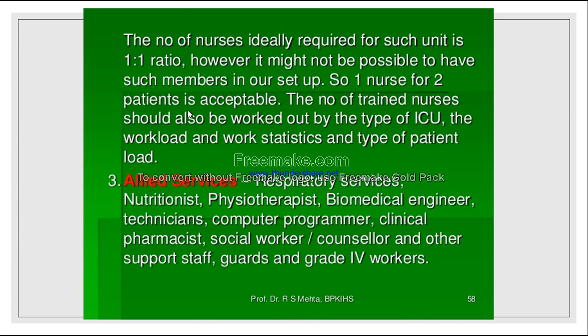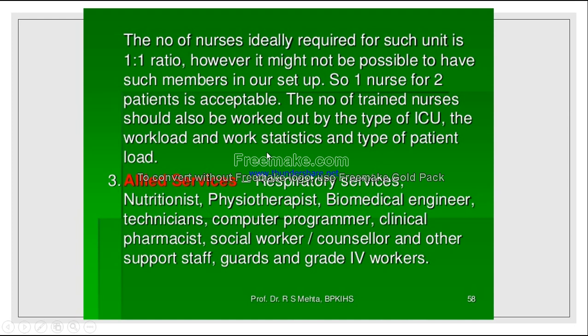The number of nurses ideally required for such a unit is a 1:1 ratio, meaning one nurse and one patient. However, it is not possible in many hospitals, and one nurse can look after up to two patients. That is acceptable. Sometimes, because of shortage of nurses in the ICU, depending on workload and the type of ICU, a nurse can get 3 patients. But the standard here is a 1:1 ratio.